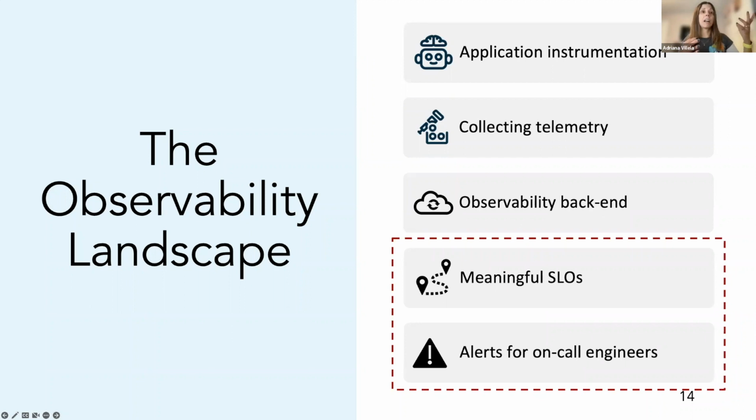And then, as a companion on top of SLOs, you use those SLOs to define a number of alerts for on-call engineers. So if you hit your defined threshold, where things are going totally wrong, it'll call your on-call engineers, and then they'll be able to action them.